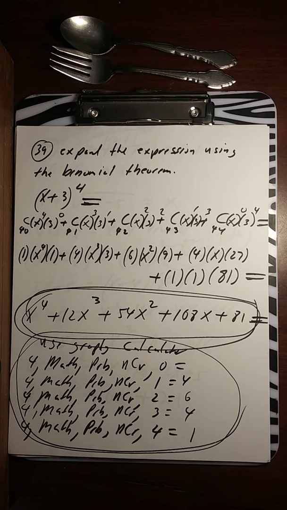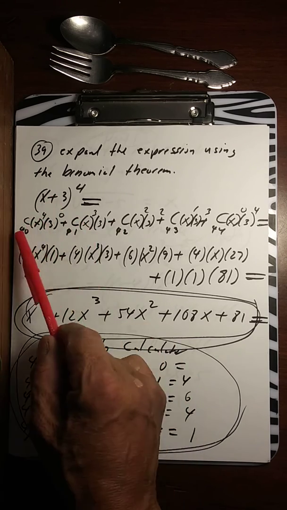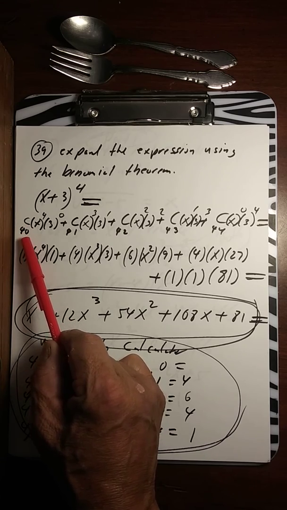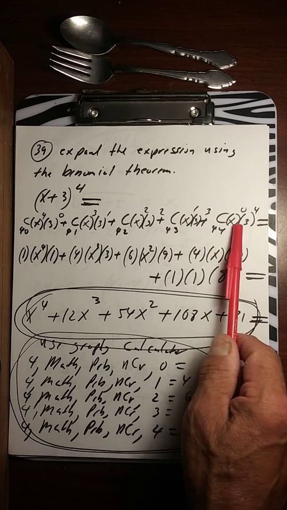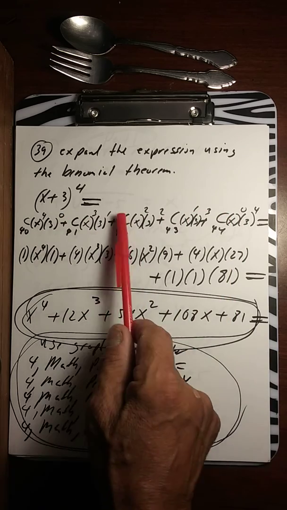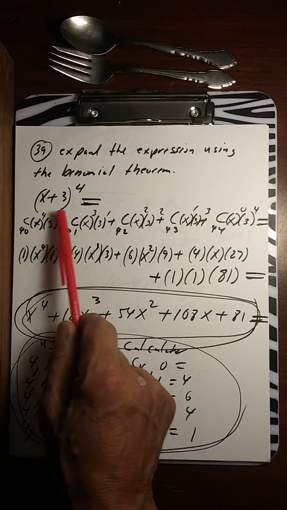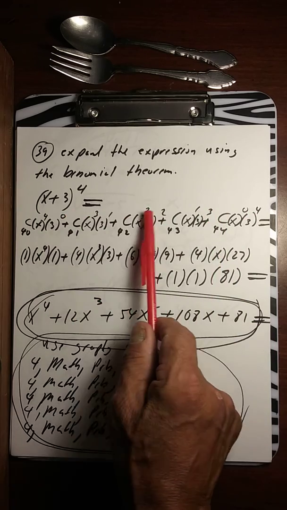All right, expand using the binomial theorem. So that means the way you do this is you're going to go for 4C0, x to the 4, x to the 3, x to the 2, x to the 1, x to the 0, and then 3 to 0, 3 to 1, 3 to 2, 3 to 3, 3 to 4. See the numbers? 4, 3, 2, 1, 0, 1, 2, 3, 4.